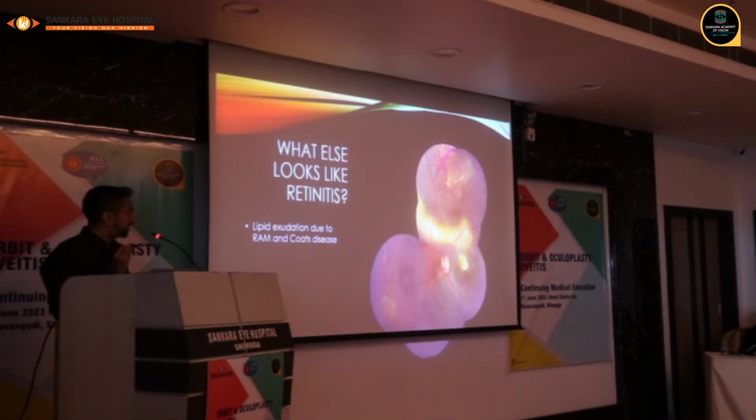So you can see these telangiectatic vessels and you can see this subfoveal exudation and lipid exudation here. So this is a subretinal lipid exudation. You can see the retinal vessels are neatly crossing over it without any disturbance. So this is not a retinitis. So this is lipid exudation. It can occur in Coats disease or even in retinal artery macroaneurysms. Okay, so these are the important differentials to consider.